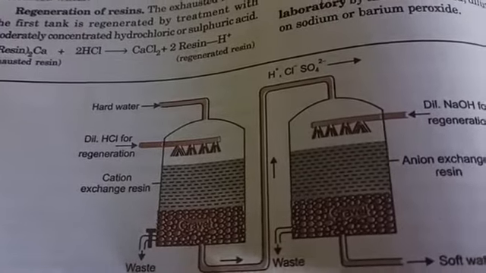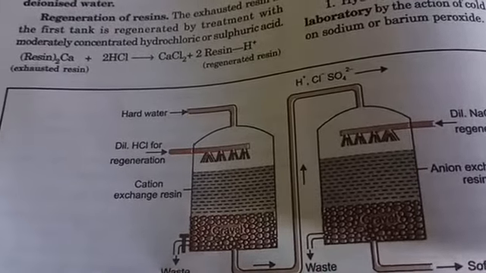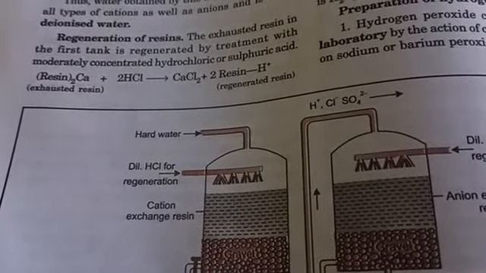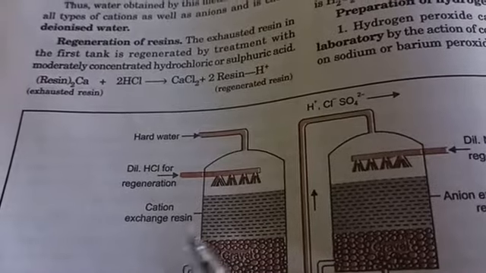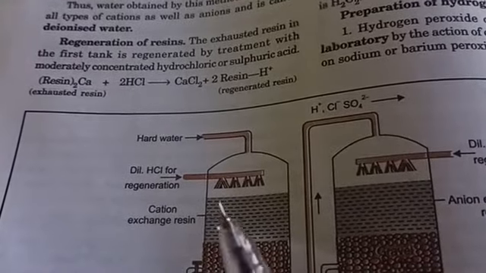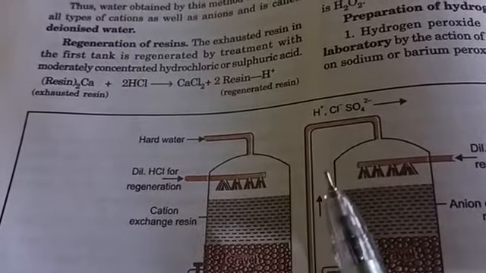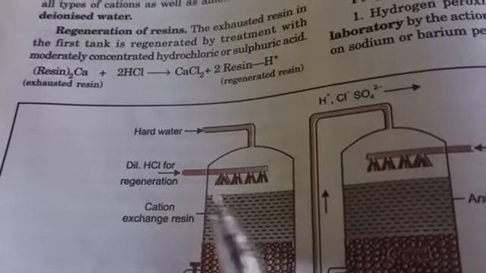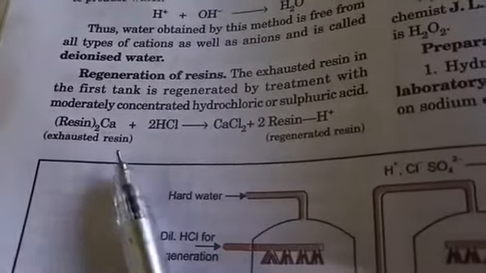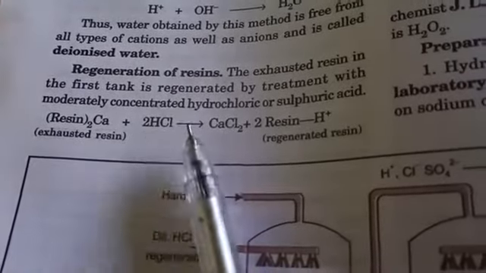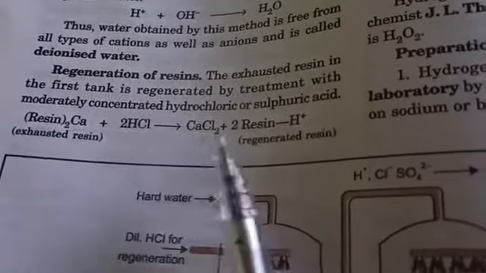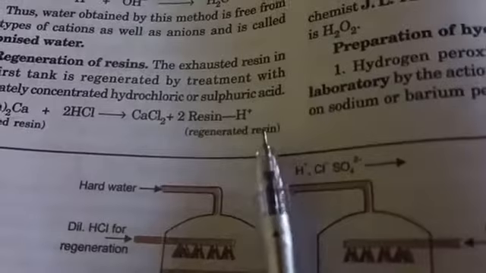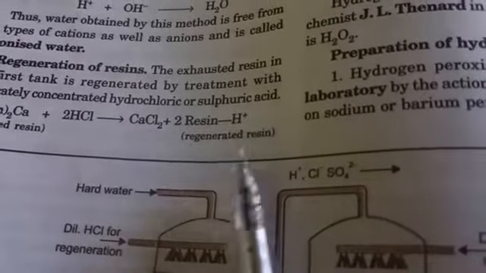As the process continues, all the resin is exchanged, so it can be regenerated for softening of water again. The first tank, which is the cation exchange resin, is regenerated by treatment with concentrated sulfuric acid or hydrochloric acid. So calcium resin, when it again comes in contact with HCl, forms calcium chloride and cation resin. Now it is ready again for the softening of water.